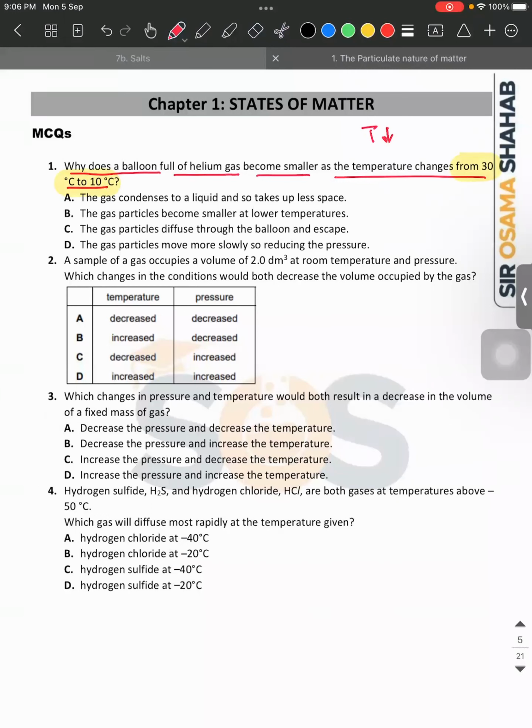When the temperature is decreased, we know that the kinetic energy of the particles is going to decrease, and their ability to move will decrease, right? And the pressure of these particles is going to decrease. So what is the right answer? The gas condenses? No, this is not it. Sir, it will be D, right? Let me check. The gas particles become smaller. No, this is not right. The gas particles diffuse through the balloon. No. Sir, she's saying D. D for dog. Yes, the gas particles move more slowly, so reducing the pressure. This is the right answer.